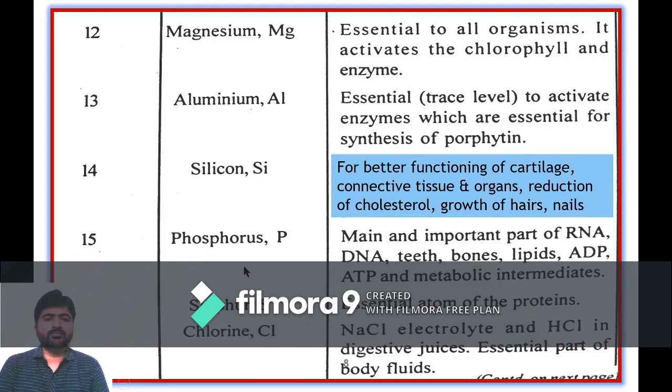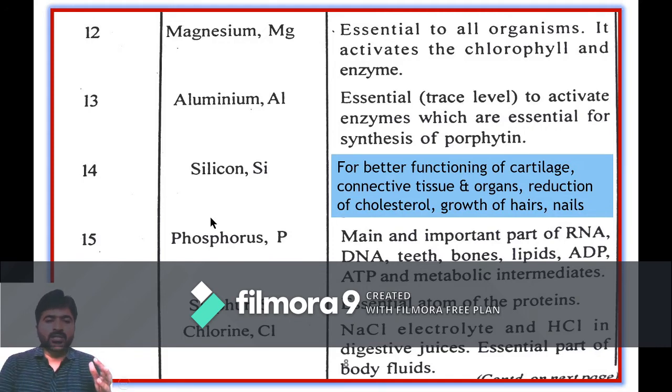So the next element is phosphorus. Phosphorus is also one of the main and important parts of RNA, DNA, teeth, bones, lipids, ADP, ATP, and the metabolic intermediates in our body. Now we know RNA and DNA are the hereditary part of our body or any biological system. Again, phosphorus is present in our teeth, in the bone also, in the lipids also, and in ADP and ATP. ADP and ATP are the energy molecules which transfer energy from one side to another. So in these molecules also there is a use of phosphorus.